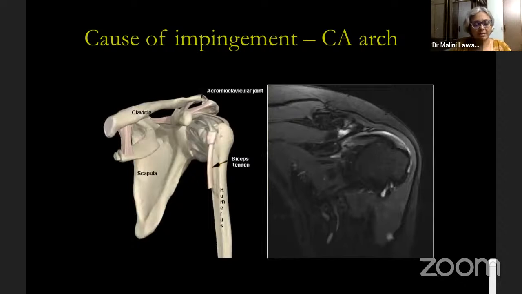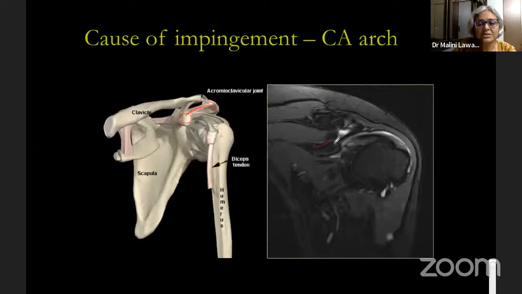So let's look at a few examples. How does impingement happen? This is the coracoid process. This is the acromion. This is the coracoacromial ligament. So this is the arch. This space is already narrow. On abduction, it gets further narrow.